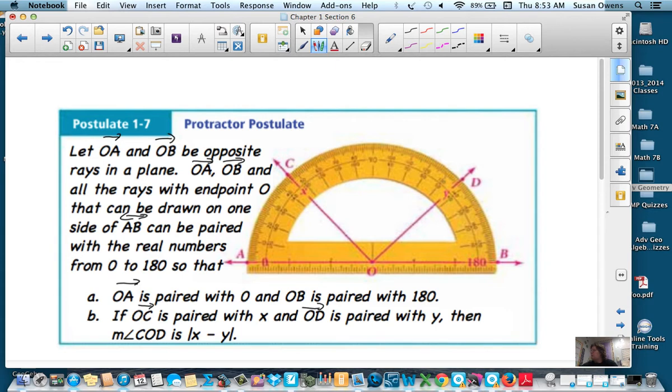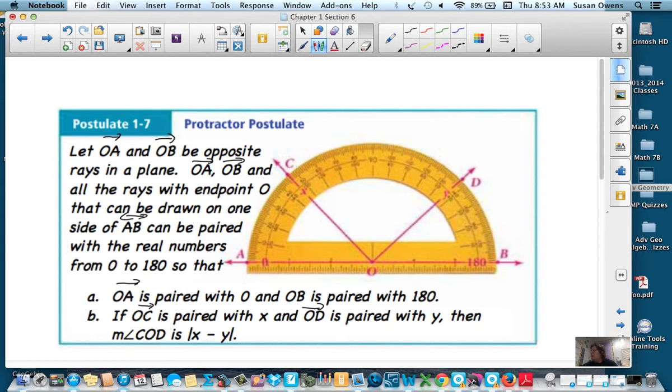And that real number is going to be between 0 and 180 degrees. OA is obviously paired with 0. OB is obviously paired with 180. If it's not one of those, if it's between them, then OC is paired with X. OD is paired with Y, and they just named two variables. They could have called them whatever they wanted.